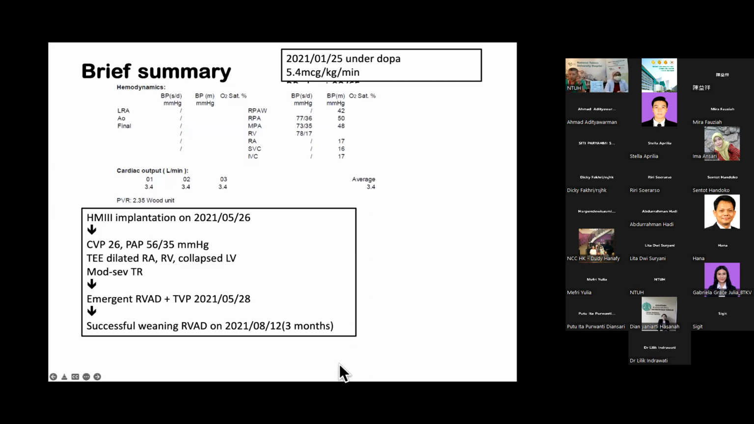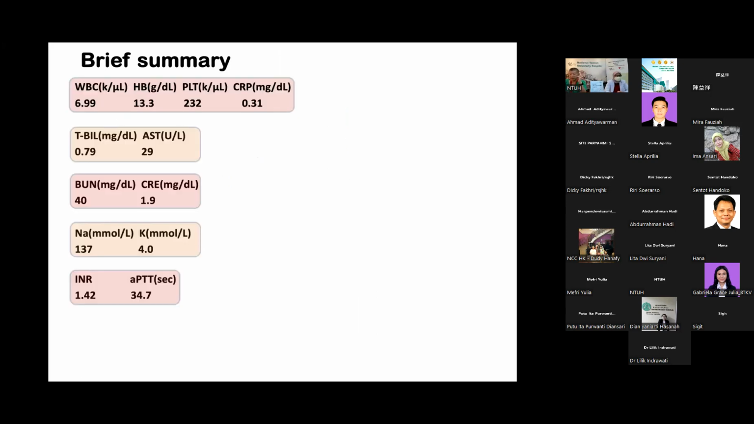So you can see this data. We put on the RVAD and tried to wean off the RVAD. It takes about 3 months. So the condition was very, very poor in that way. Okay, so after that, he's independent, independent and under Harmony 3.